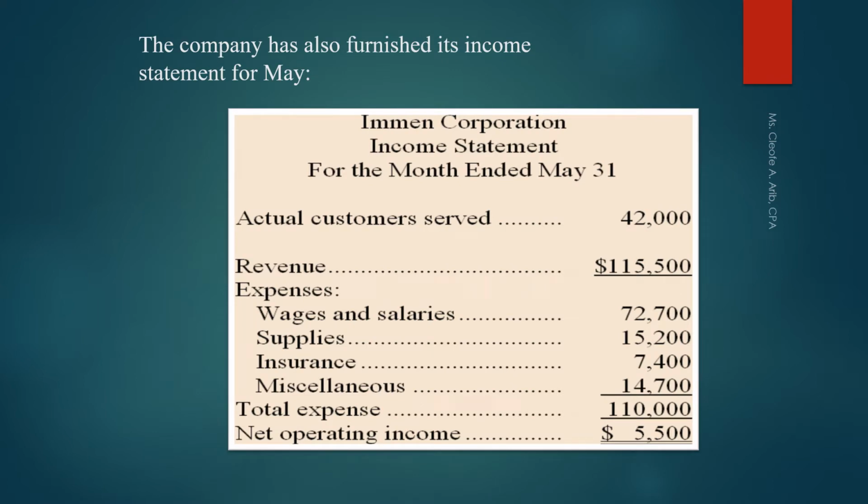The company has also furnished its income statement for May. So the actual customers served is 42,000 versus the planned level of 38,000. So we have here revenue of 115,500 for the 42,000 customers, and our total expenses amounted to 110,000, thus giving us a net operating income of 5,500.